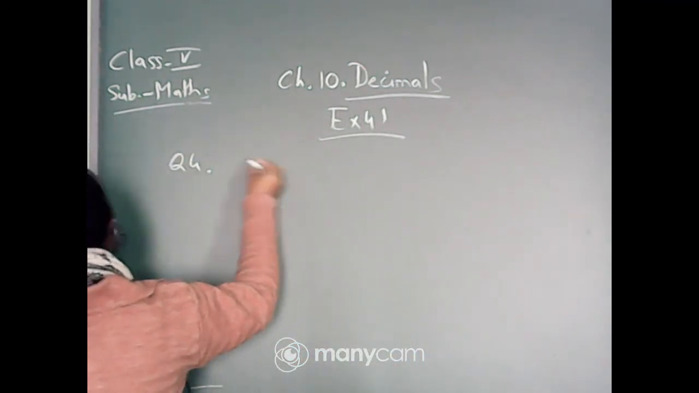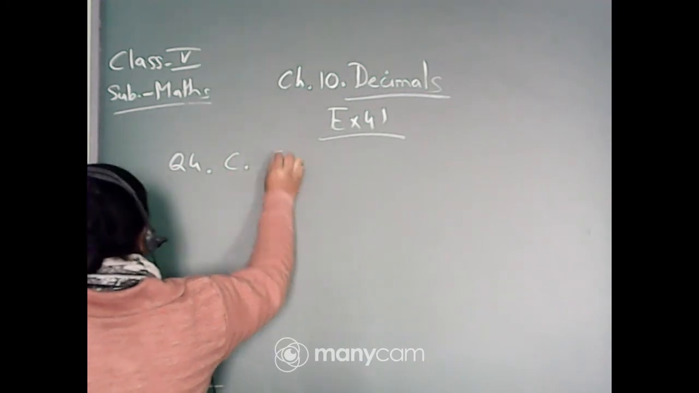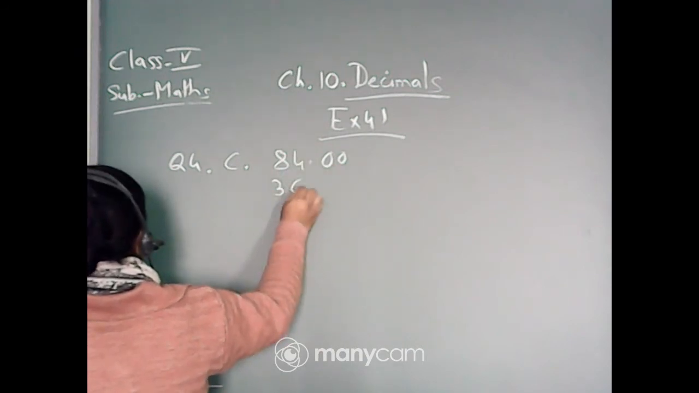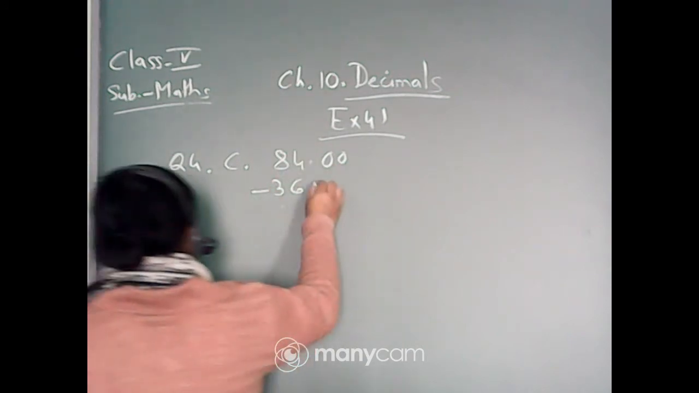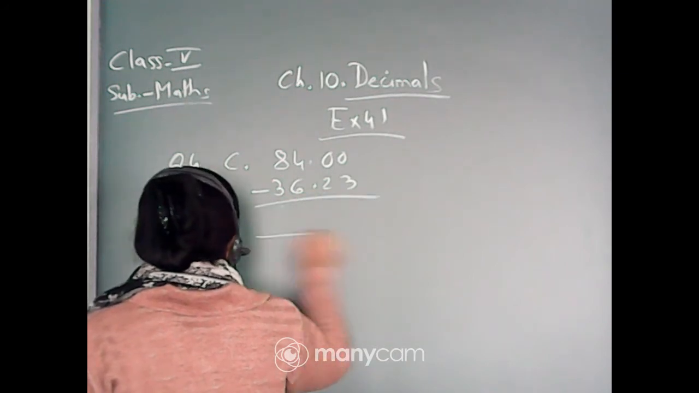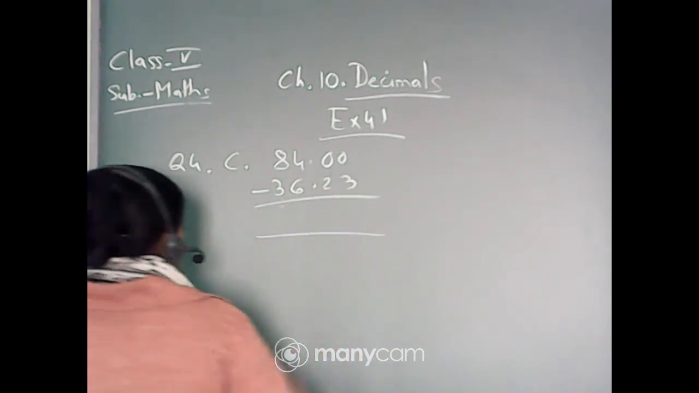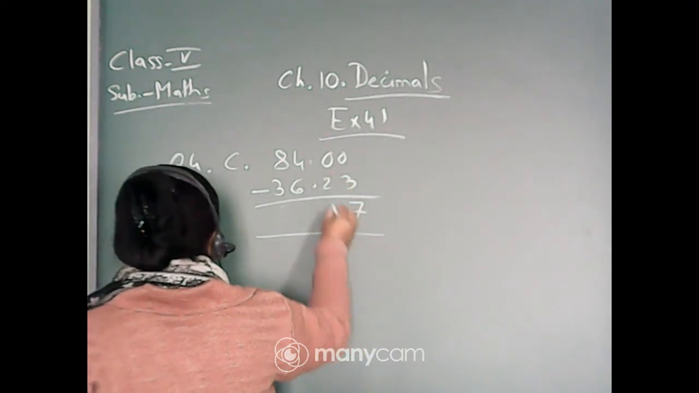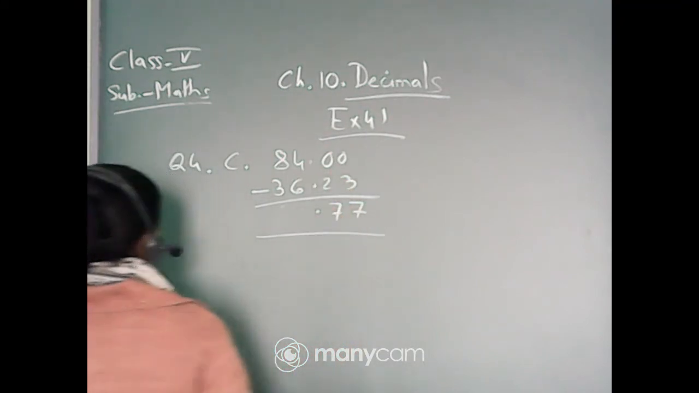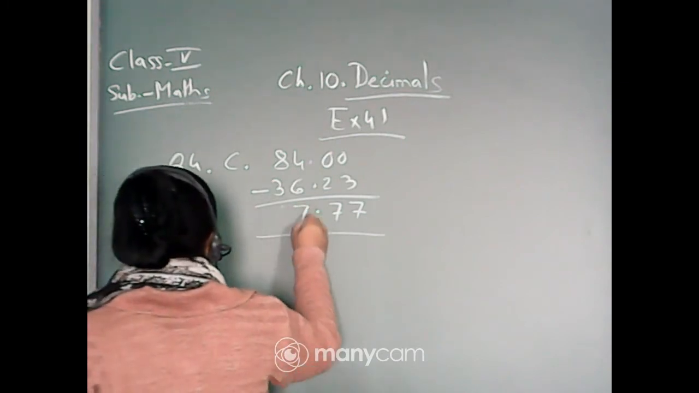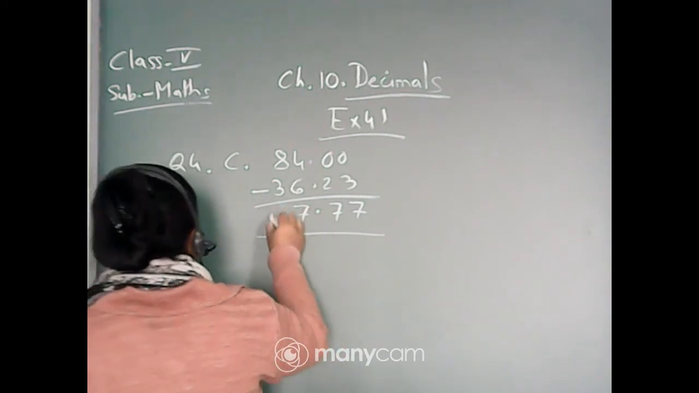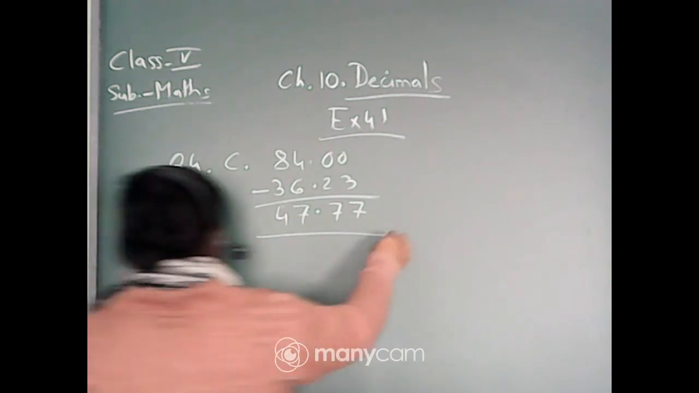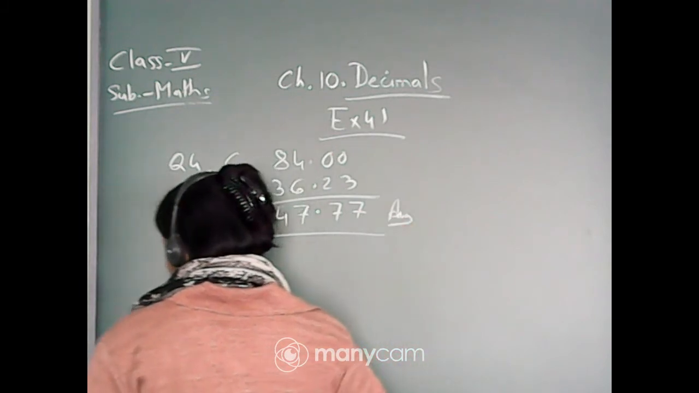Suppose I am doing number C. It is given 84.00 minus 36.23. So let us subtract this. You will take a carry, isn't it? So 7, it will be 10 minus 3, 7, again 10 minus 3, 7, carry 1. It is 14. This will be 7. This is 4 and 4, 47.77. This is the answer for number C. This you can do in the book also.